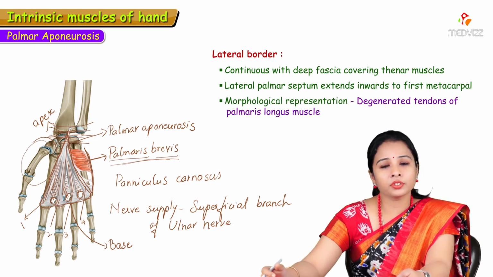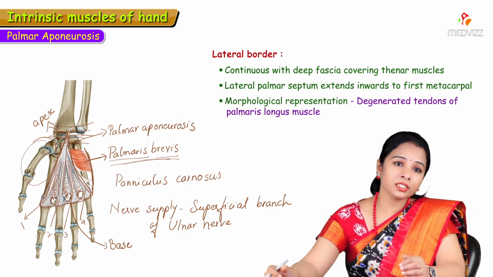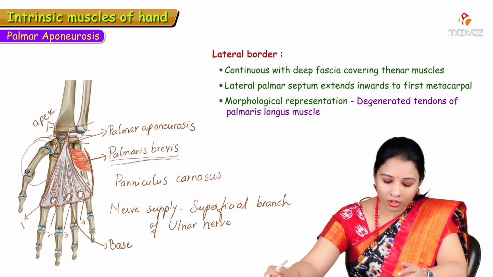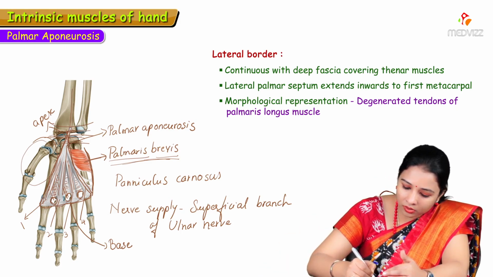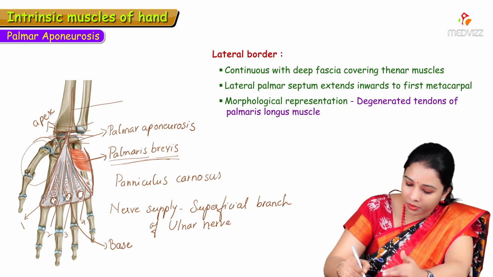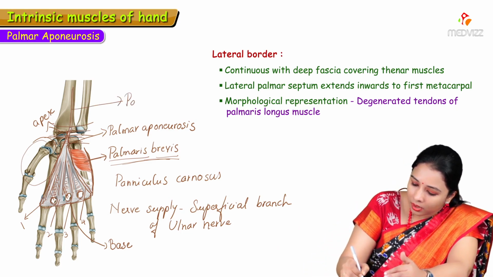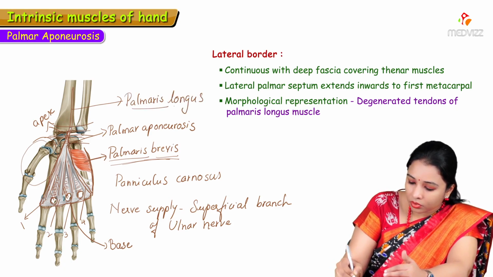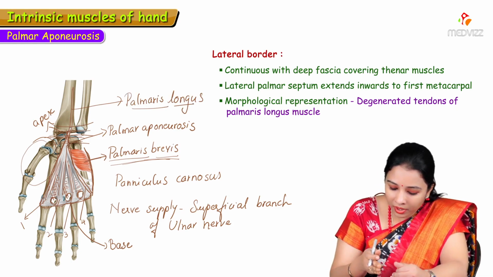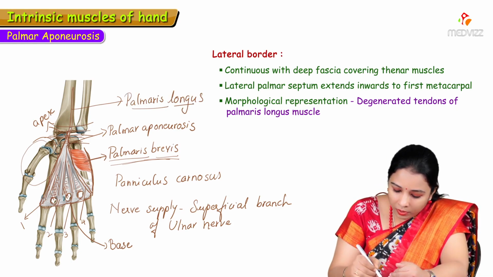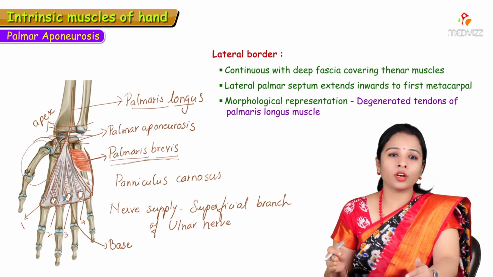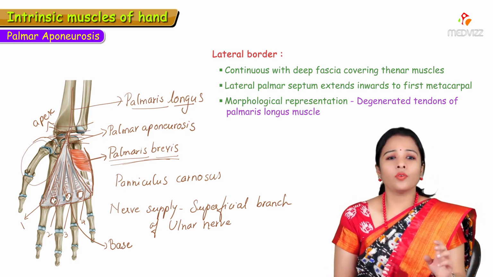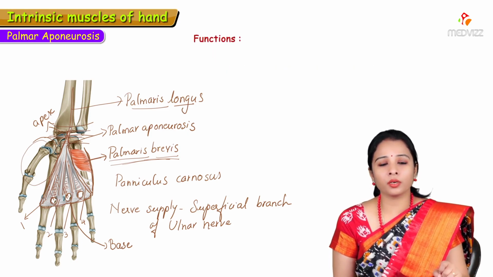Morphologically, palmar aponeurosis represents the degenerated tendons of palmaris longus. As we know, proximally the superficial part of the palmar aponeurosis continues as the palmaris longus tendon. So morphologically we say that the palmaris longus splits into 4 tendons, and this gets degenerated to form the palmar aponeurosis. So what is the use of having this palmar aponeurosis?